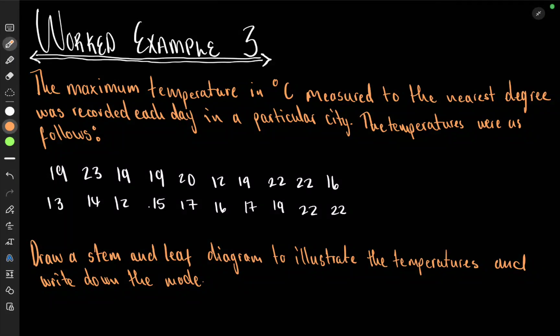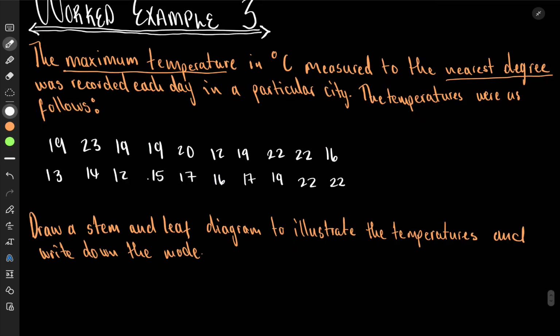Right, so here's another one. Let's go through it as fast as we can. The maximum temperature in degrees Celsius. Okay, so we are dealing with maximum temperature here, measured to the nearest degree. That's another thing that's important. We are measuring to the nearest degree. Was recorded, and the temperatures are as follows. Here we have the temperature.